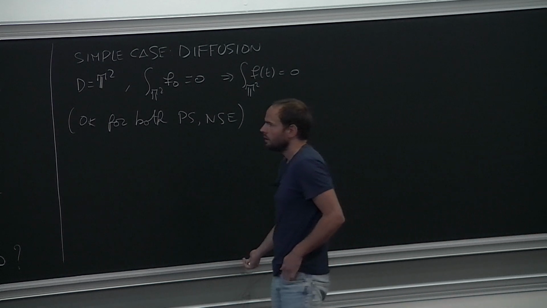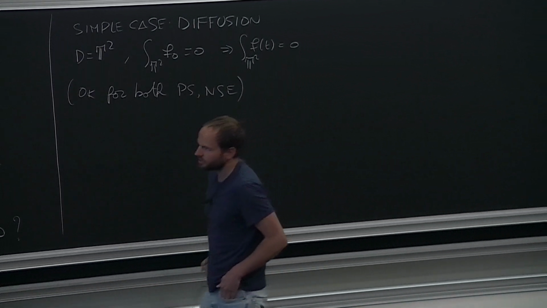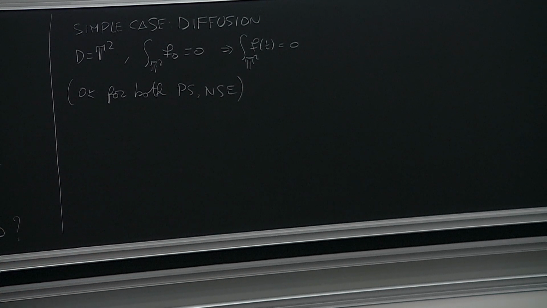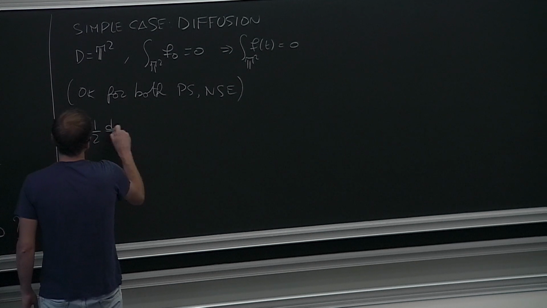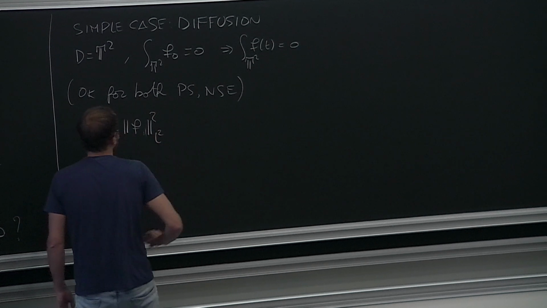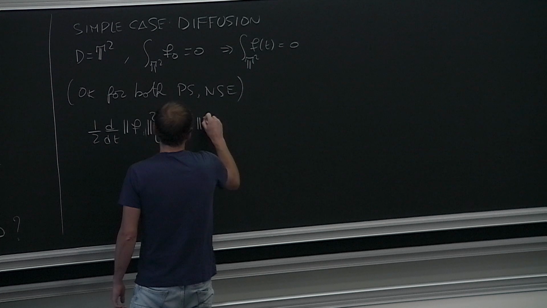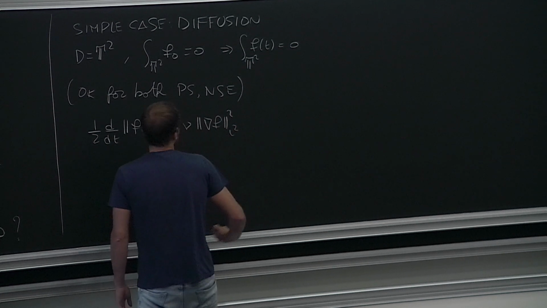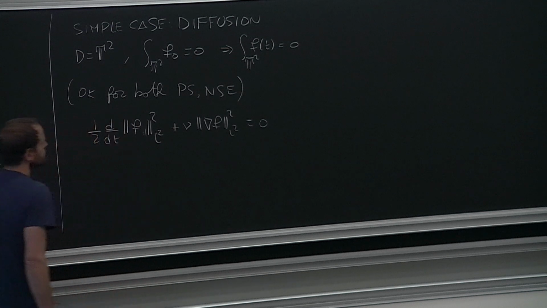So when we just do the basic energy estimate for this problem, what do I mean? We multiply by f, integrate, and integrate by parts. And because I am taking a divergence-free velocity, this term will disappear from the estimate. So the energy balance is just this.